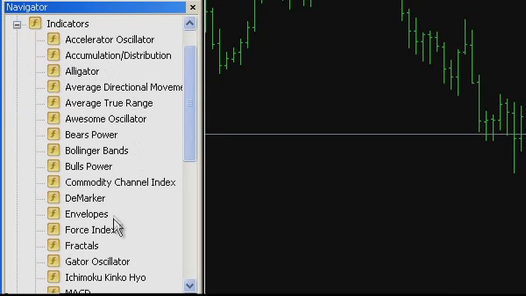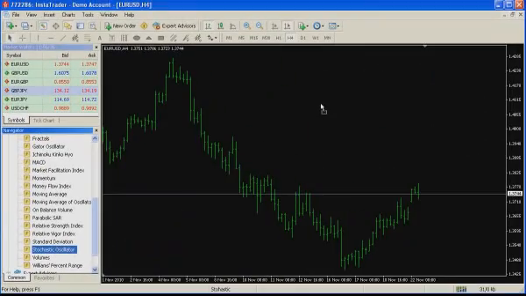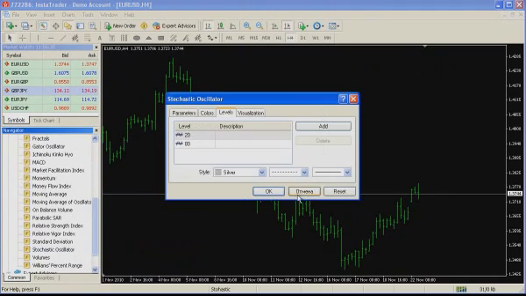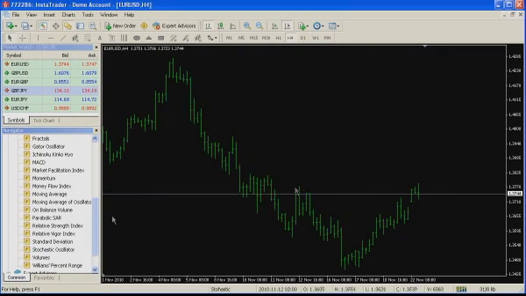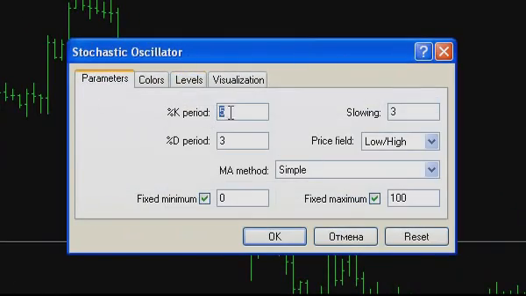For doing this, you need to open the list of indicators in the Navigator panel menu and then drag it directly to the diagram or just click the left mouse button twice on it. In both cases, a dialog box displaying the indicator parameters will appear on your screen. You may leave these parameters, correct them manually, or return standard settings by clicking the Reset button.